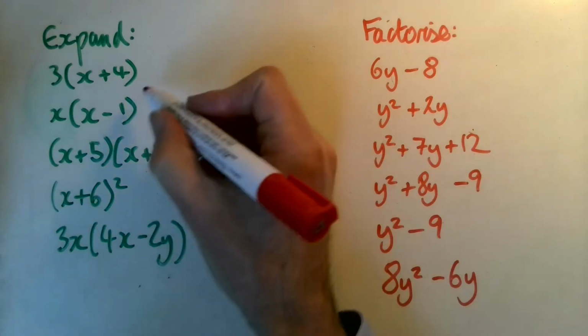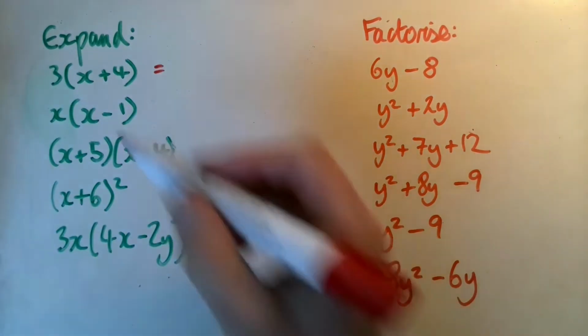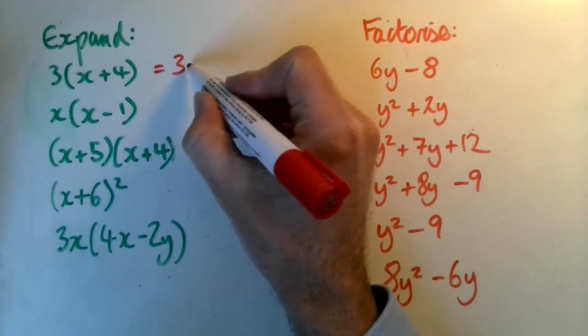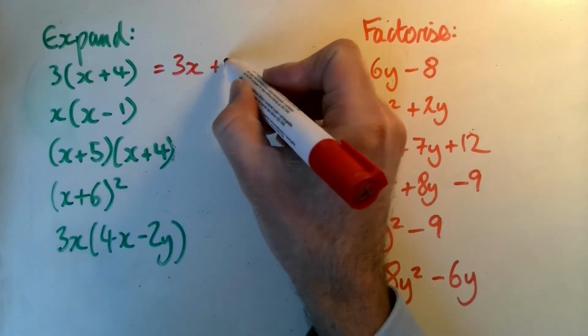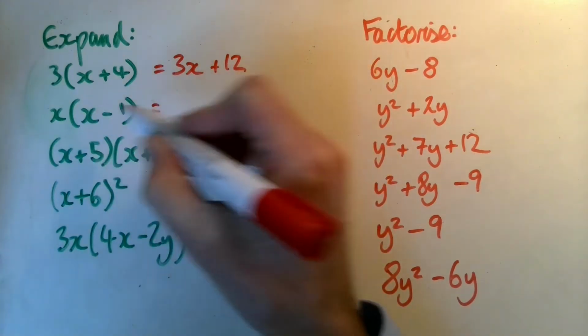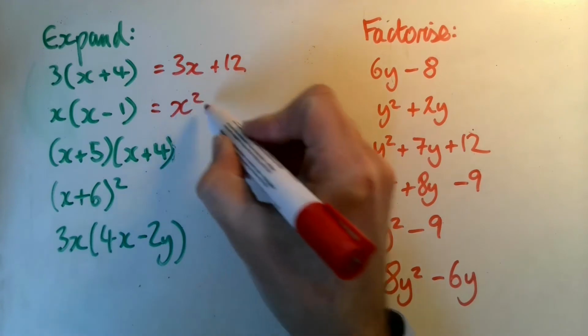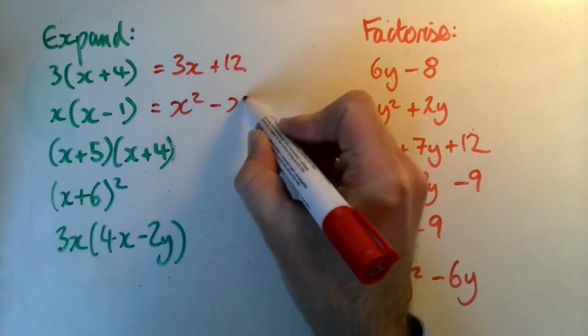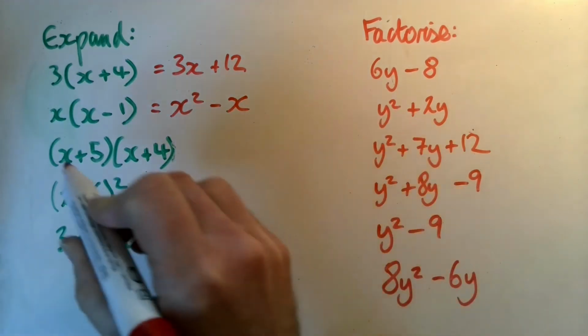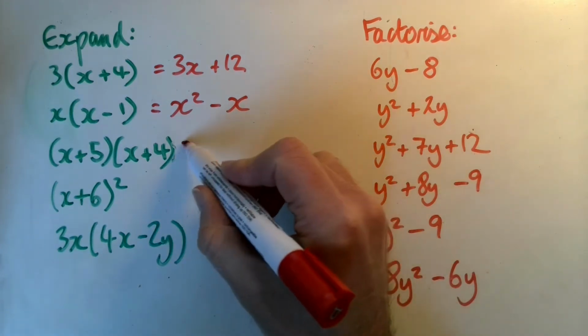Right, now I'm going to talk through how I would do it without doing it. I'm timesing both things by 3, so I get 3x, 3 times 4 is 12. Times both by x, x times x is x squared. 1 times x is x, just keep the negative in there. X add 5 times x plus 12.